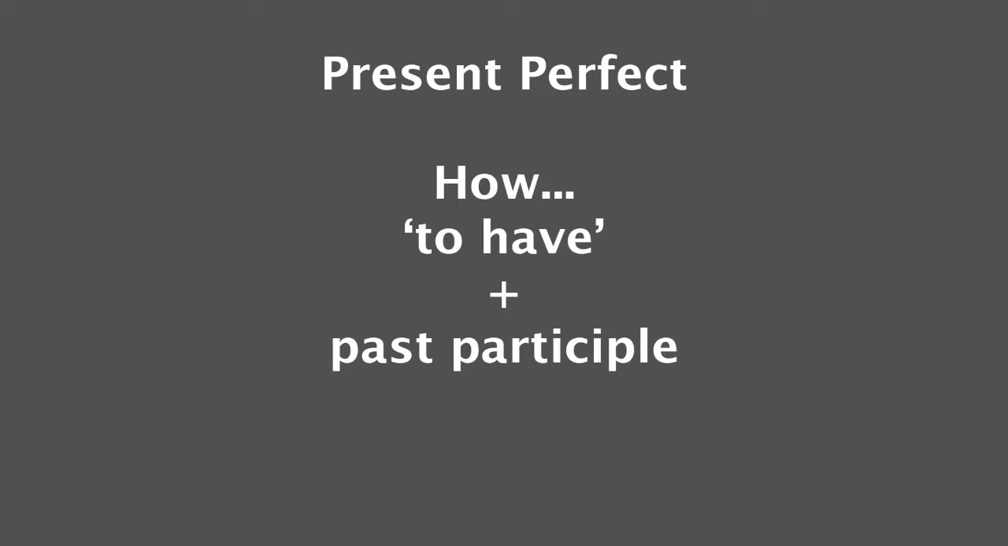For regular verbs, we add ed to the end. So talk becomes I have talked. To play becomes I have played. To jump becomes I have jumped, etc. For irregular verbs, there's no rule to stick to other than study the irregular verbs.